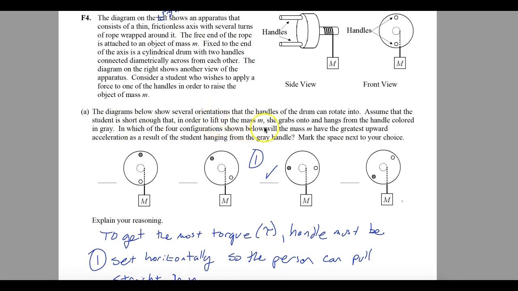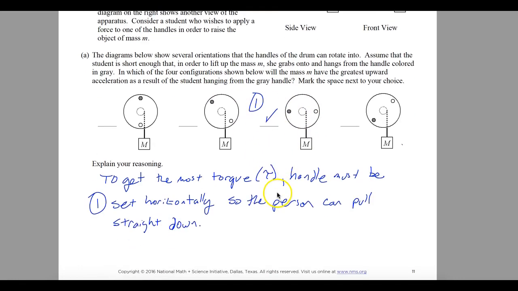The diagrams below show several handle locations. They want to know which one would be the best in order to make this thing rotate, and you're grabbing onto the gray handle. They want to know which one will do best in order to have the greatest upward acceleration. So to do that, we're going to pull straight down. That way you get to work with gravity.